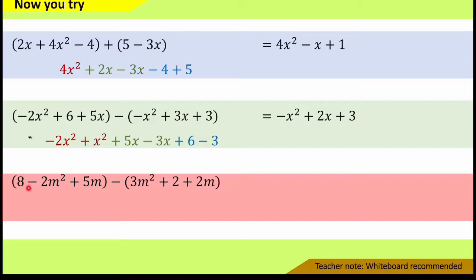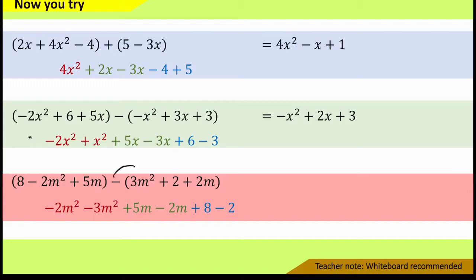Here we have 8 minus 2m squared plus 5m, taking away the expression of 3m squared plus 2 plus 2m. So you can pause the video, try it on your own. I'm going to gather like terms right now. So here's the terms gathered.